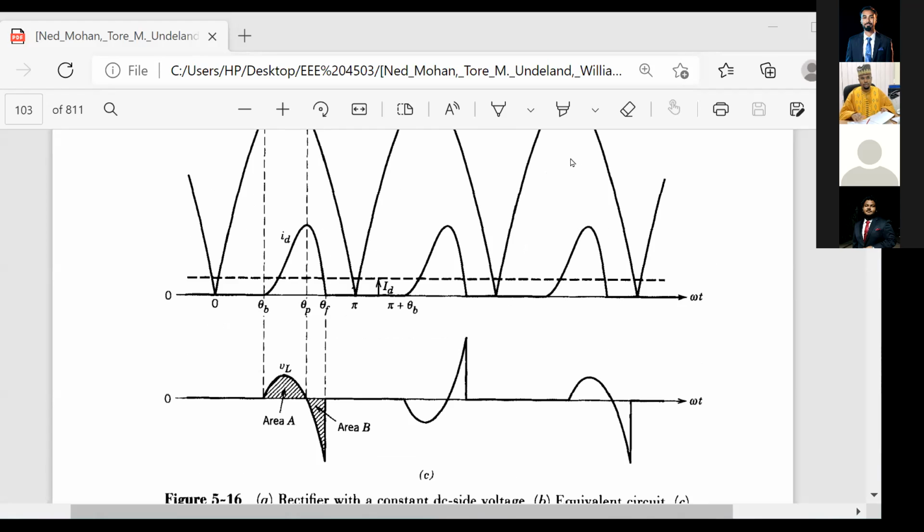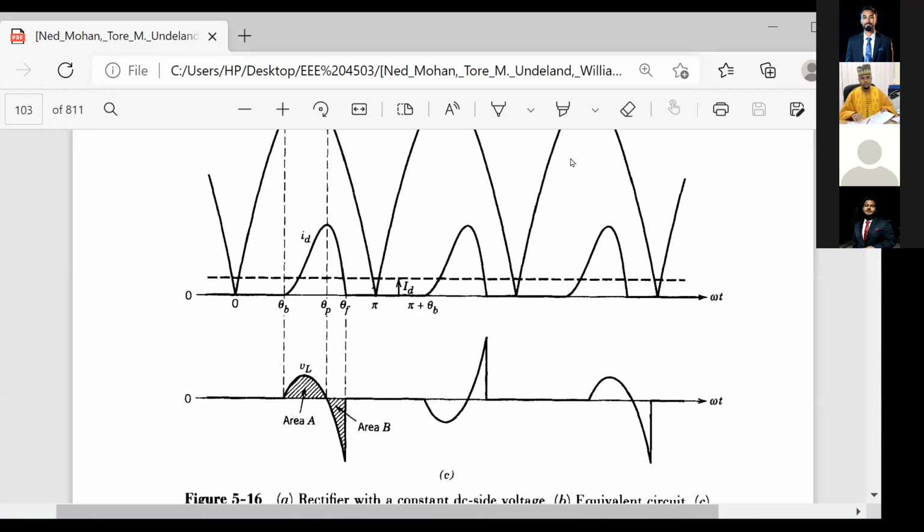And also, that is your average value. If this is your current wave shape, there might be an average value. We can find it out. And what will be your VL? VL is nothing but L di by dt. So as long as the slope is positive, you have the positive voltage here. And after the peak value the slope is negative. So this area A might be equal to area B. We have already discussed that. Did we discuss that in the earlier class?